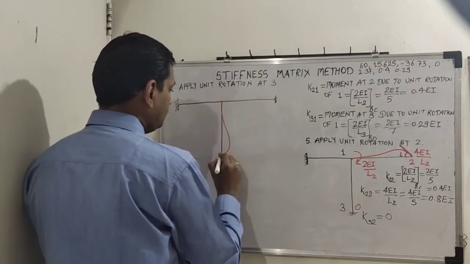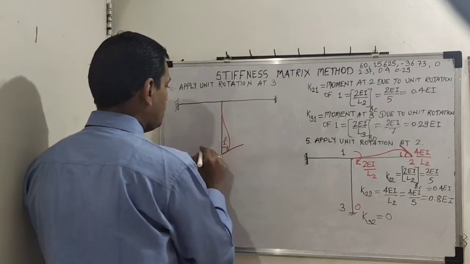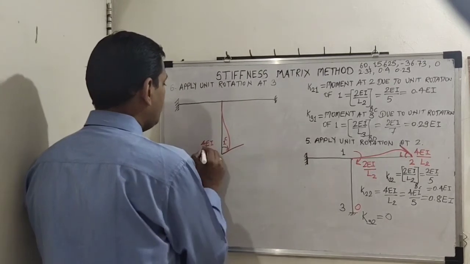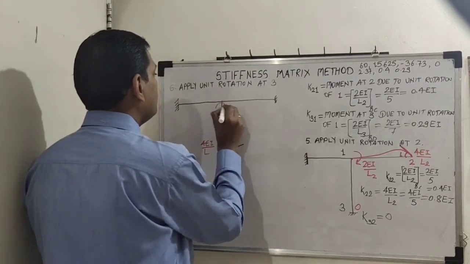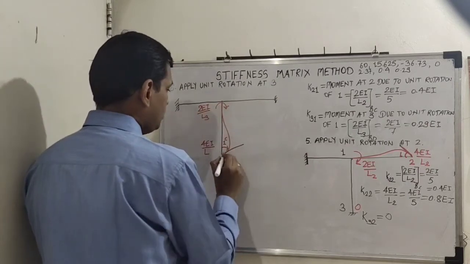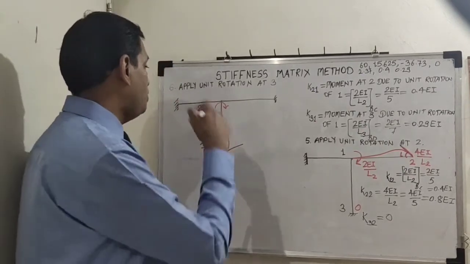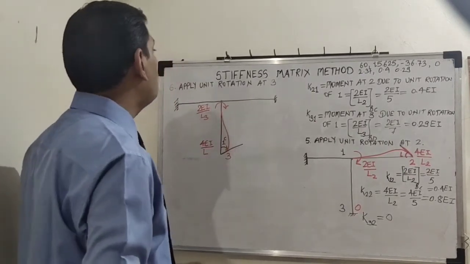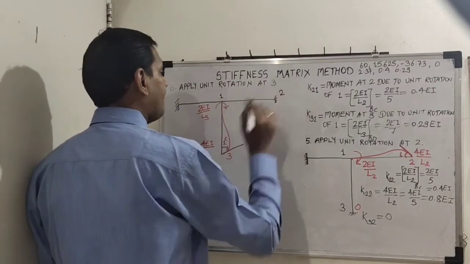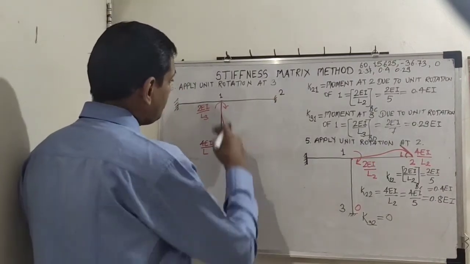This is 1 radian rotation. This is 4EI upon L3, and this is 2EI upon L3. This is our third location where we have applied rotation. The rest of the two rotations are 0. This is 1, this is 2. So again we will get 3 more K values. Let us start from 1.